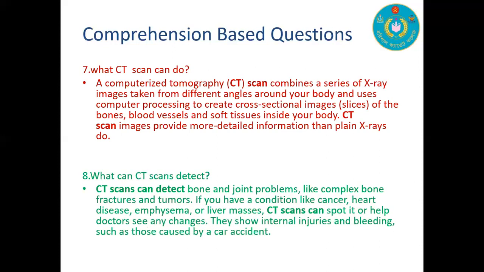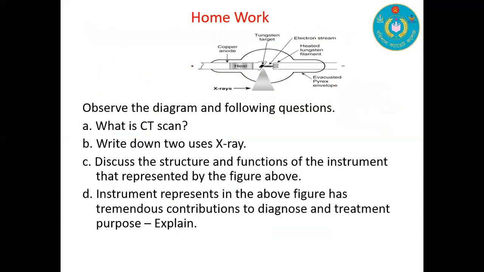Our next question is, what can a CT scan detect? A CT scan can detect bone and joint problems like complex bone fractures and tumors. If you have a condition like cancer, heart disease, or liver masses, a CT scan can spot it or help doctors to see any changes. They show internal injuries and bleeding, such as those caused by a car accident.